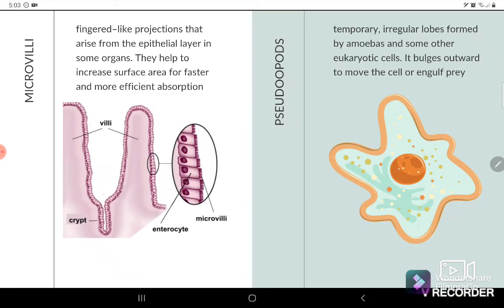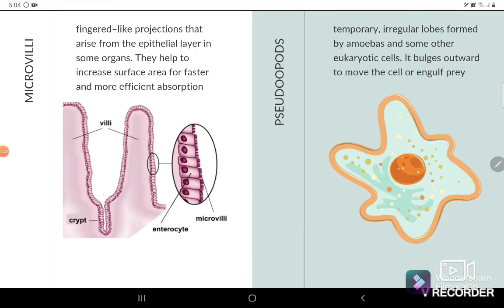In our small intestine, there are finger-like structures, the villi, and on the surface of the villi, there are even smaller finger-like projections. Those are the microvilli, which are for the absorption of nutrients that were digested, or broken down into smaller pieces in the stomach. Through the help of the microvilli, the small intestine absorbs the nutrients that are necessary for the cells.